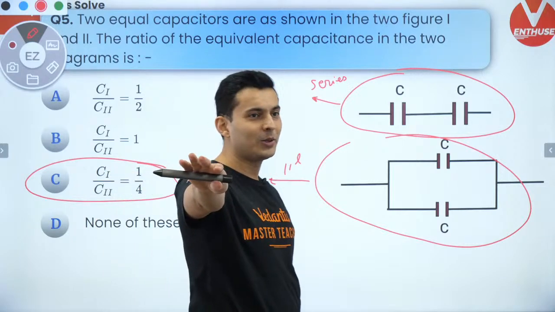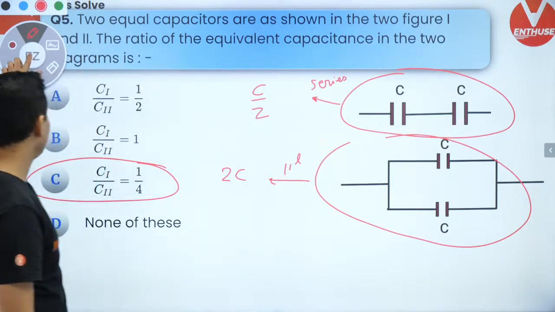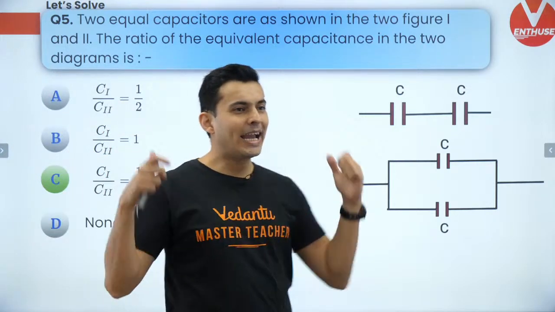Very good Dhanush. Yes, the cutoff will be very high. So that's it. That's the correct answer, guys. 1:4. That's the correct answer. Excelente.